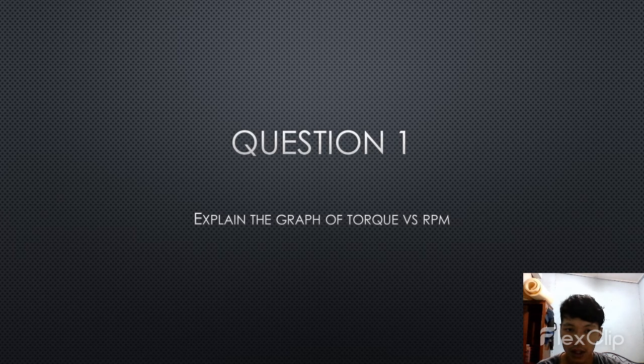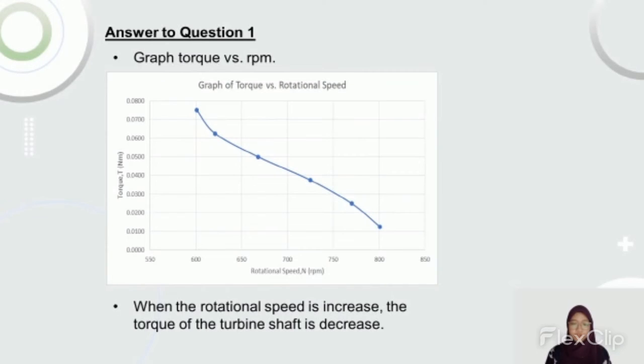Question 1. Explain the graph of torque versus RPM. I am going to answer the question. As you can see, this is the graph for torque versus rotational speed. When the rotational speed is increased, the torque of the turbine shaft is decreased.